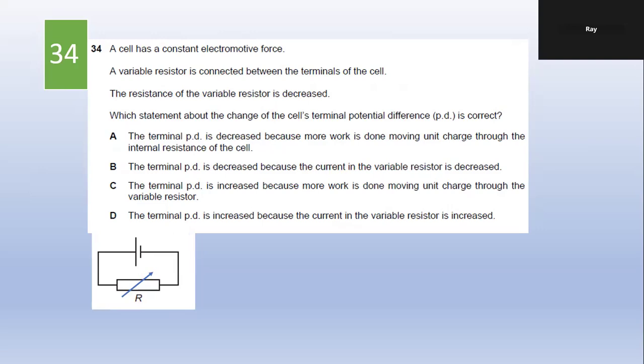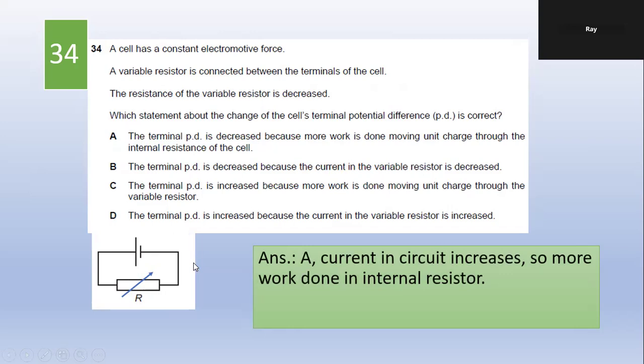You are told the resistance of the variable resistor decreases, right? There's an internal resistance inside. So basically, it's a potential divider. If this one decreases, then there is a smaller share of the potential difference of the EMF. A. Yep. A, right or not?